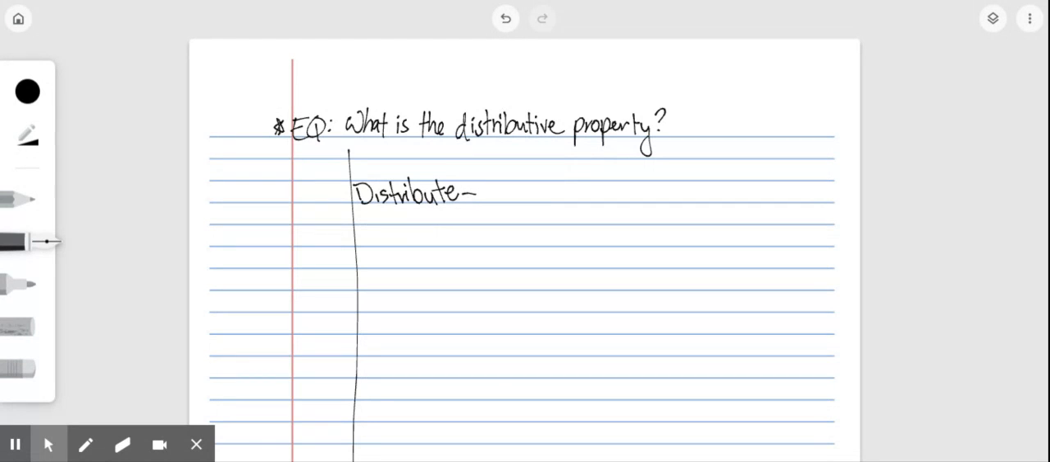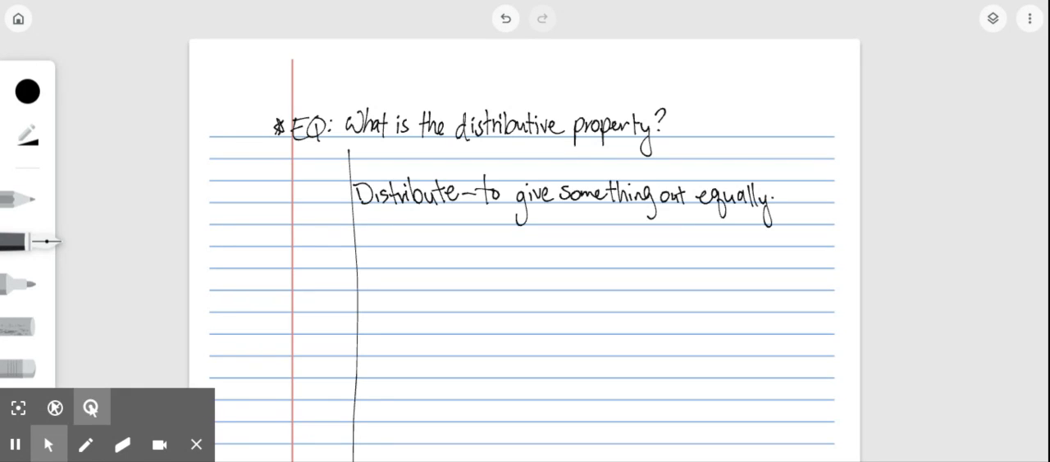When you distribute something, you give it out evenly. Like if I was at a birthday party and I was the one distributing cake, then I would make sure that each person who wanted cake got one piece of cake. So I'm distributing it, or giving it out evenly. To give something out equally.